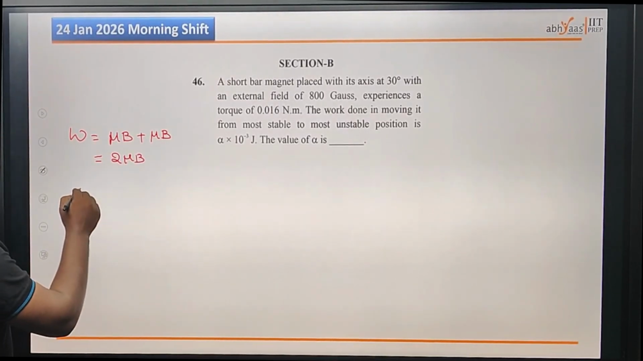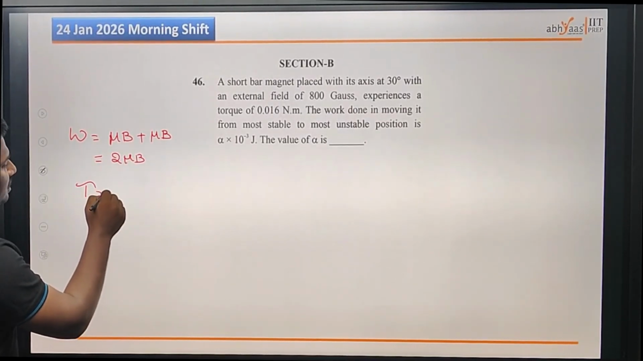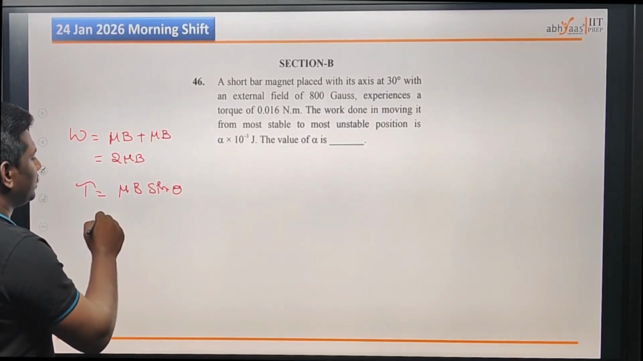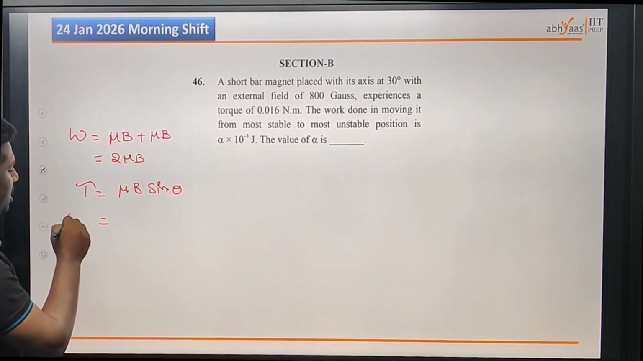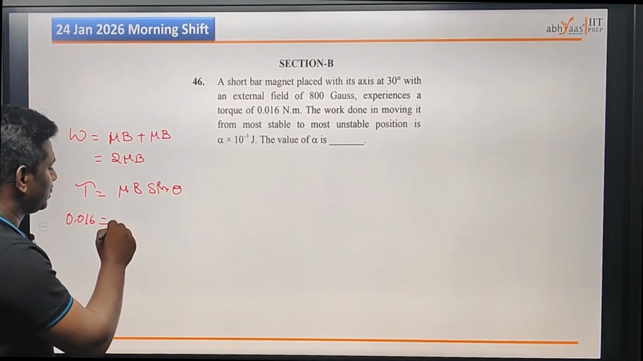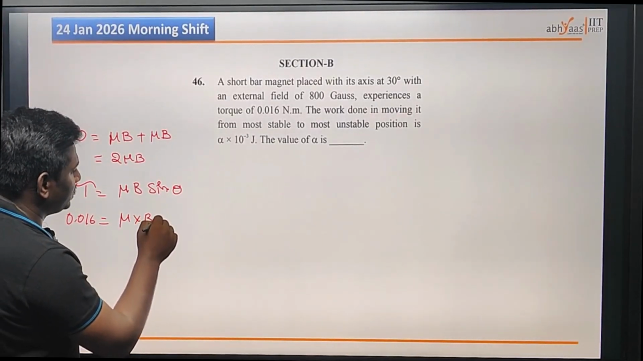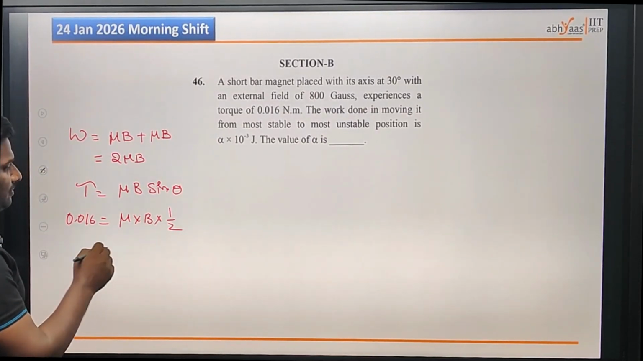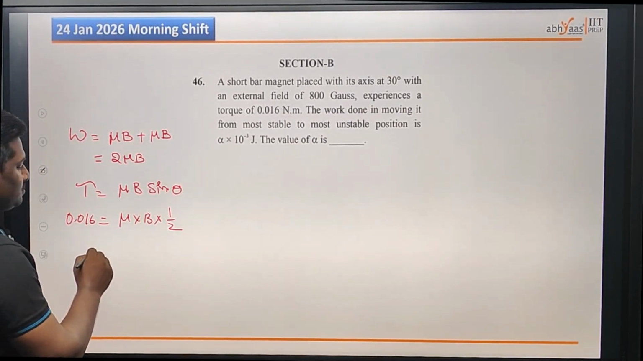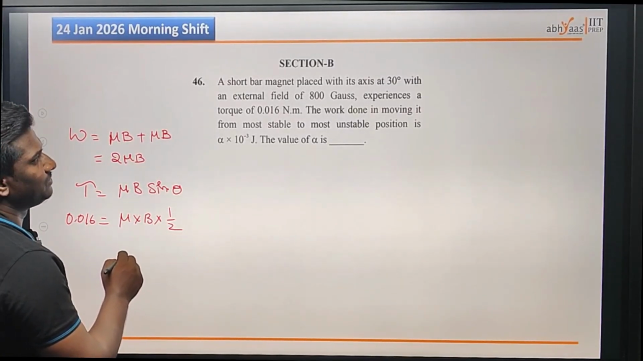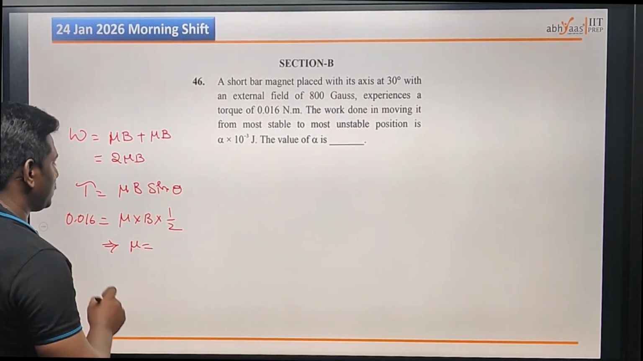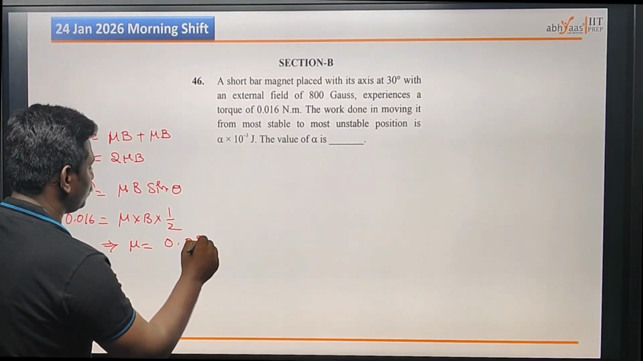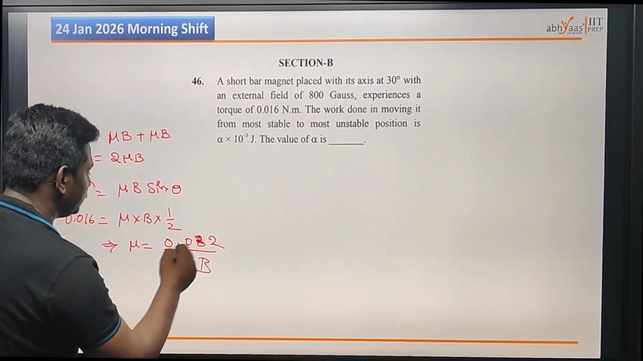We know the torque formula, torque equal to mu B sin theta. So this is 0.016, mu into B. Theta is nothing but 30 degrees, that is 1 by 2. If you multiply, see here, what they are asking is the value of alpha. Mu can be written as 0.0232 by B. This is our mu.